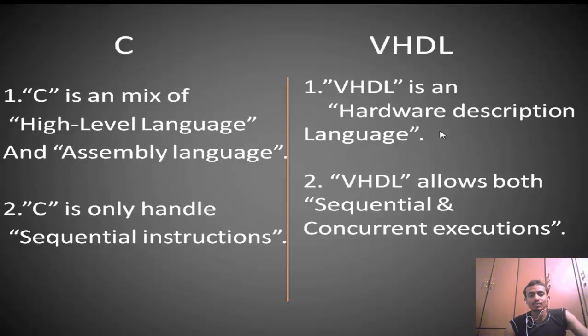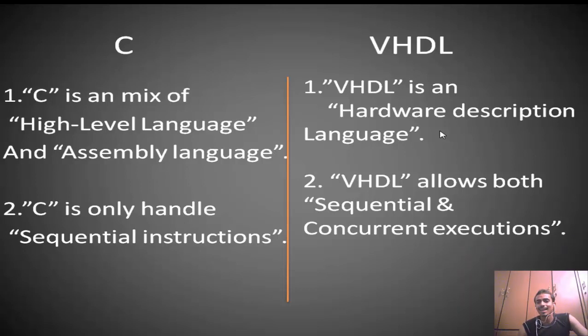C only handles sequential instructions, and VHDL handles both sequential and concurrent execution. The main theory behind sequential and concurrent instructions is that for sequential instructions, whenever a line of code has been executed, only then do we move on to the next line. That means the execution is done in a serial manner. When compared to that, concurrent execution is done in a parallel manner.